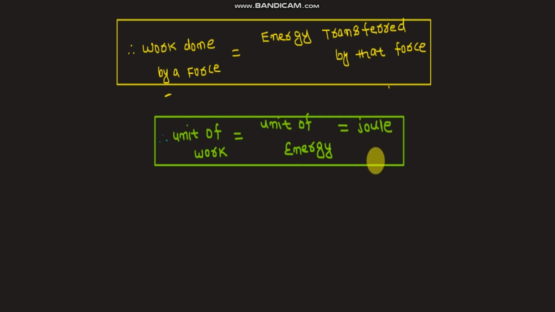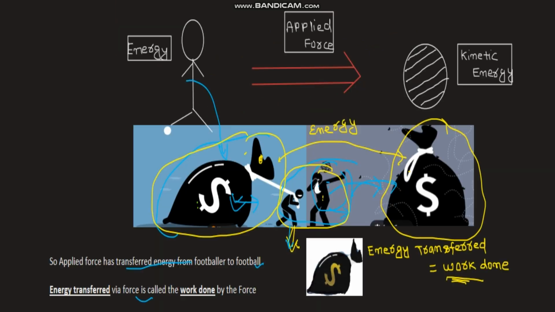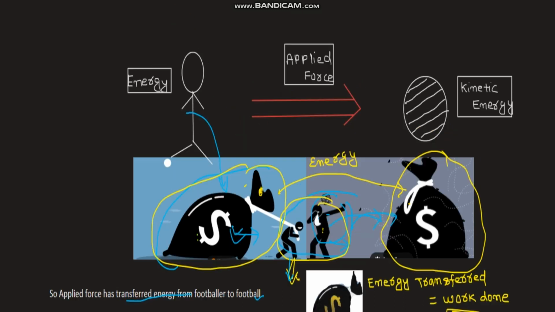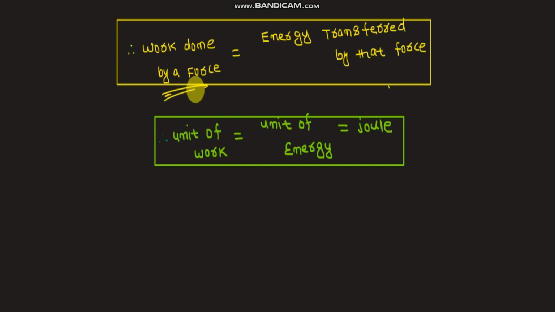That's it. So we discussed here what is the meaning of work done. Work done is nothing but an energy which has been transferred, and who is responsible for transfer of this energy? This force, the applied force. So usually we say that work done by a force is equal to energy transferred by that force. It's that simple.